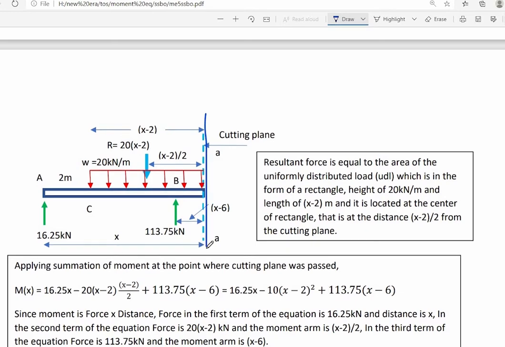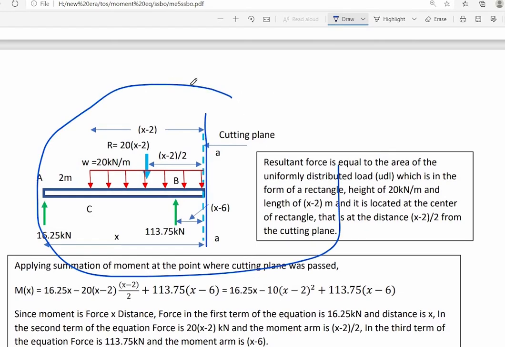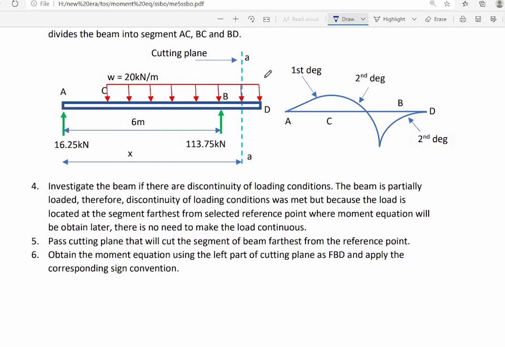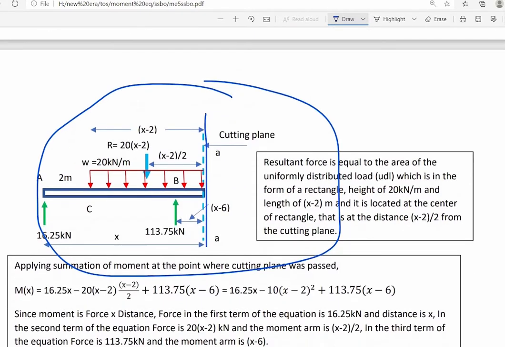Selecting the left part of this cutting plane, here is now our free body diagram. We did not select the right part of the cutting plane because what we can predict is only the equation between B and D, and it is not what we need. What we need is a single moment equation that will define the whole graph of the bending moment diagram throughout the length of the beam.